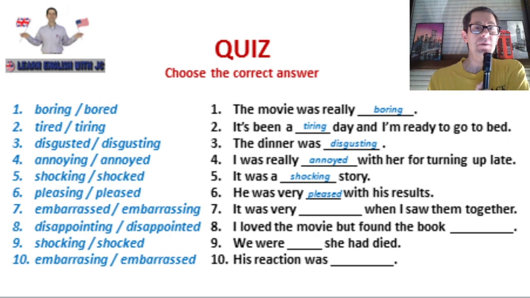All right, number 7. It was very blank when I saw them together. Are you talking about your feelings? No, because the subject is it. So the sentence becomes, it was very embarrassing when I saw them together. You're not talking about your feelings because the subject is it.